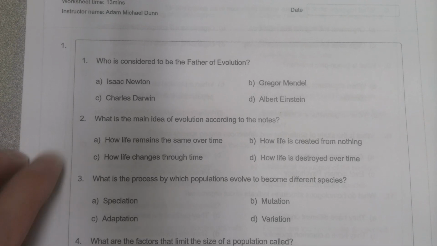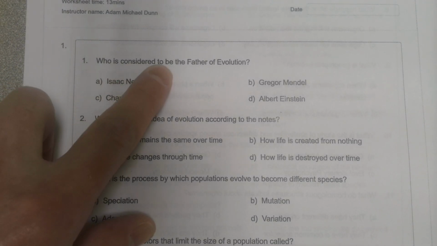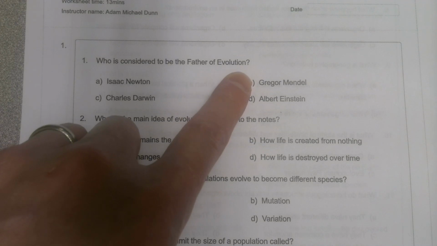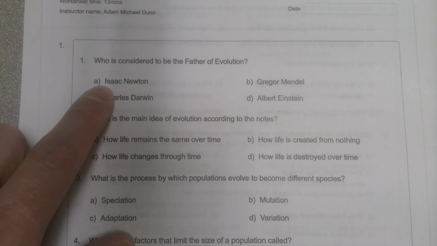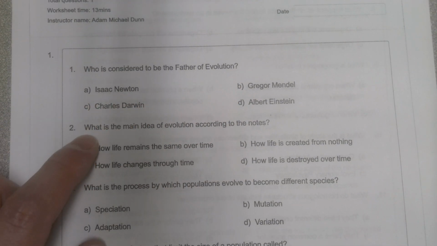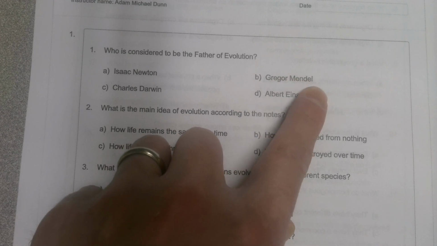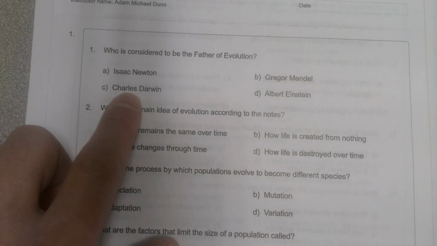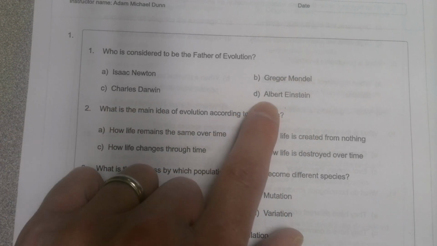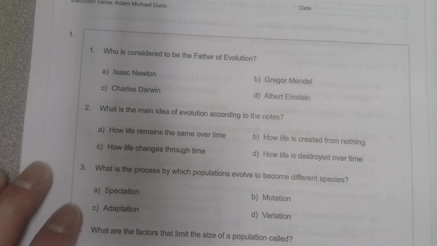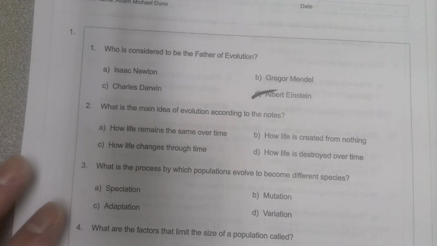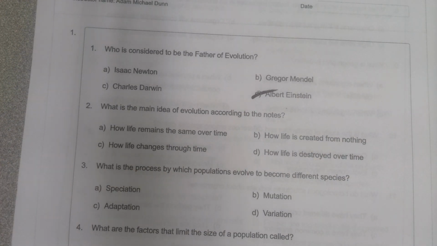Okay, number one. Who is considered to be the father of evolution? Is it A, Sir Isaac Newton? Is it B, Gregor Mendel? Is it C, Charles Darwin? Or is it D, Albert Einstein? We know it's not Albert Einstein. Come on, y'all. But it is one of the other three. So A, B, or C. Number two.